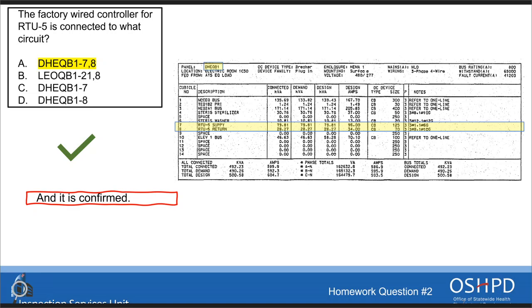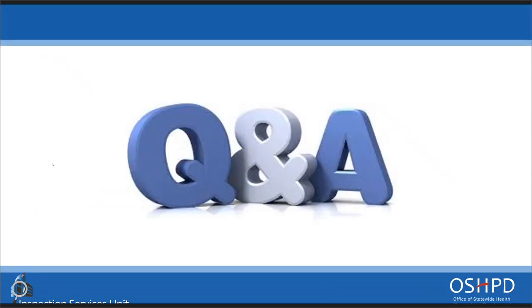I'm still seeing the panel schedule, so I think there's still a delay for me. Yeah, we should be on the question that reads, the factory wired controller for RTU5 is connected to what circuit? Oh, okay. So this is the same one that we just worked through. Perfect. This is the one that is A. So we can move on.